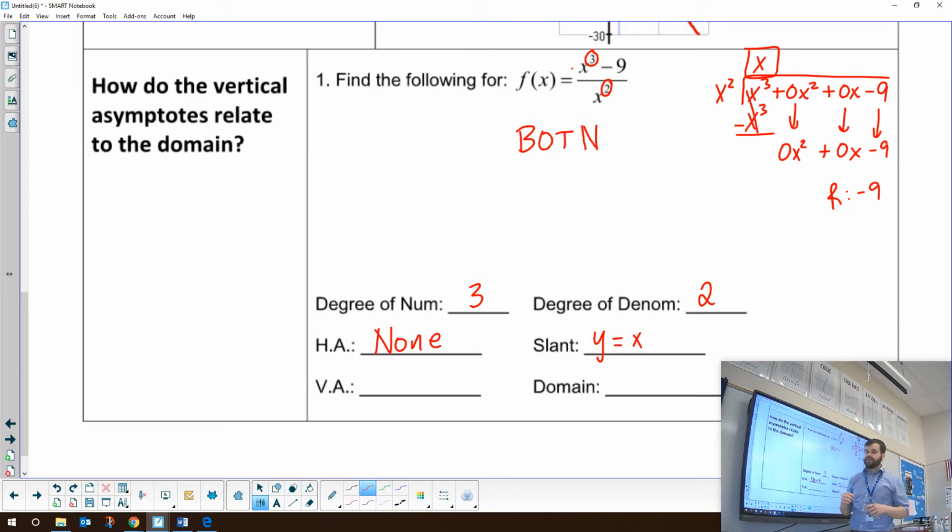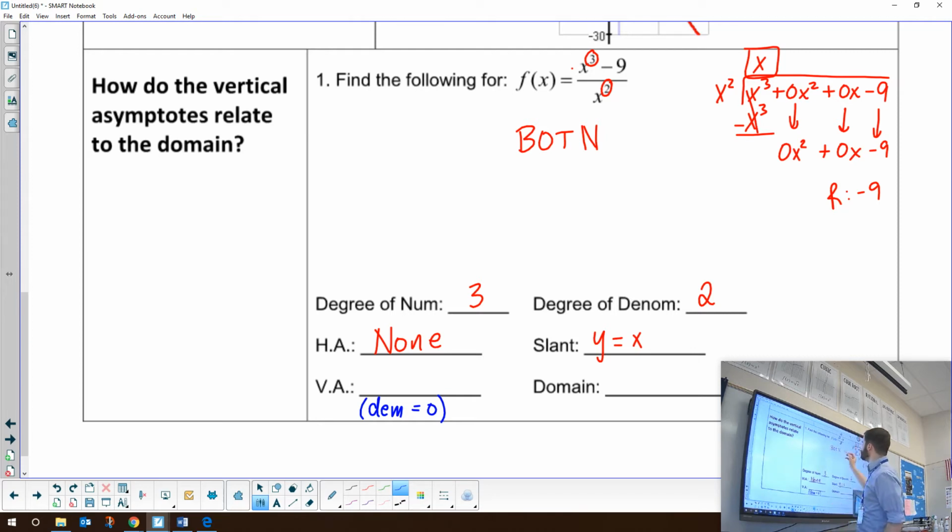All right. Now that we've talked about horizontal asymptotes and slant asymptotes, let's refresh ourselves on the vertical asymptotes. Your vertical asymptotes are just going to be whatever our undefined values are. And remember, to find our undefined values, we set our denominator equal to 0.